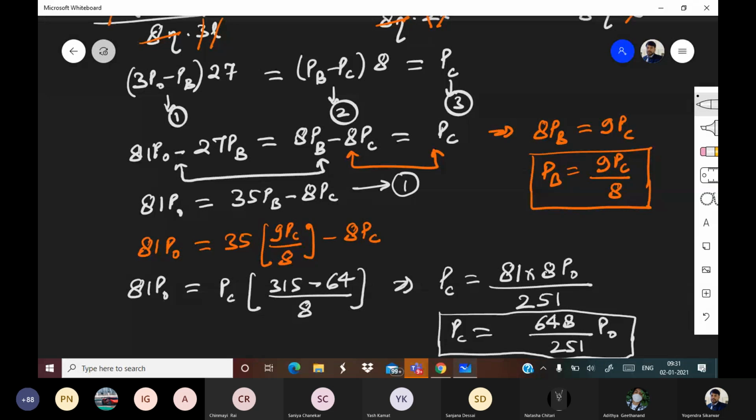How many of you are getting this? How many of you are getting PC is equal to 648 P naught upon 251? Sakshi, you are getting this? Very nice.